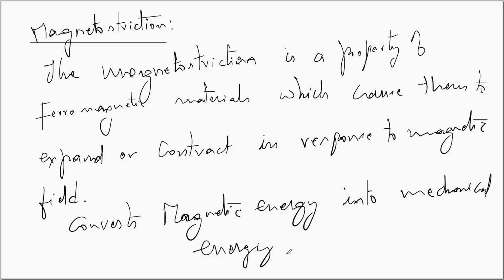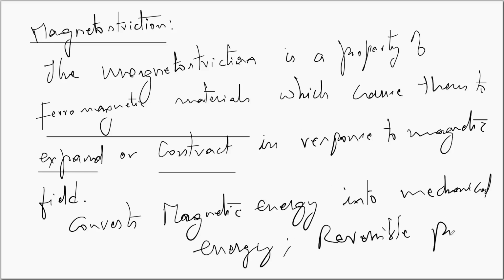The moment the external magnetic field is removed, the material goes back to its original dimensions. Essentially, magnetostriction is a property of ferromagnetic materials that causes them to expand or contract in response to an applied field. And this is a reversible process, meaning the moment you withdraw the applied external magnetic field, the material will get back to its initial original size.